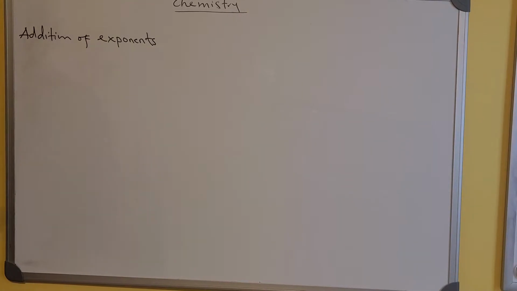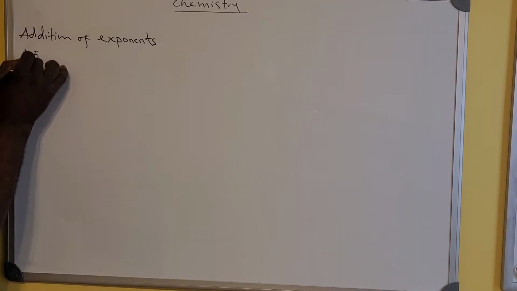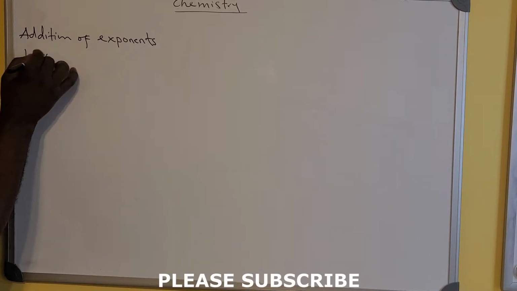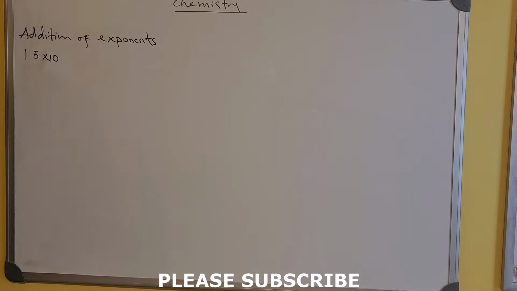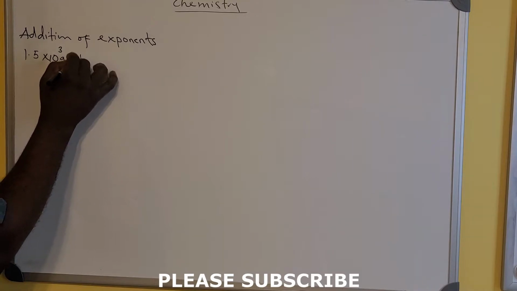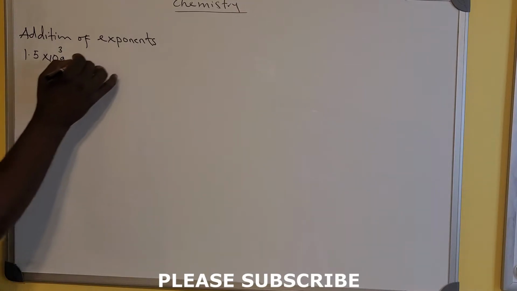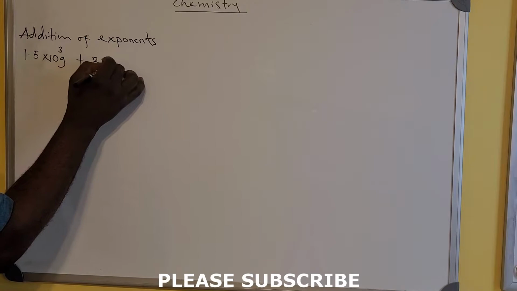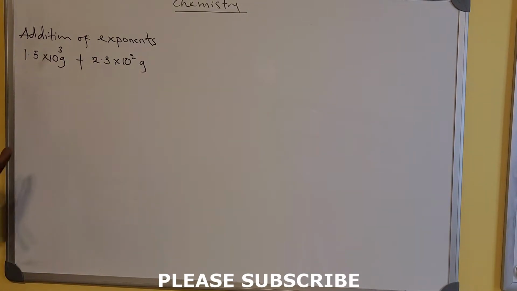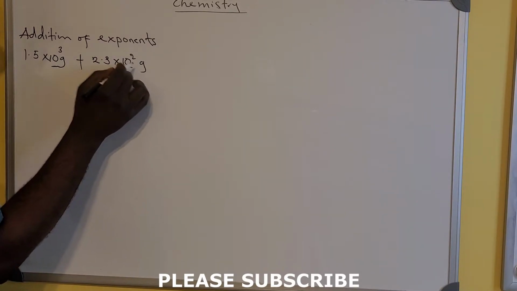So let's say you want to add 1.5 times 10 raised to the power 3 grams to 2.3 times 10 raised to the power 2 grams. You want to add this together. How do you add this together? It's very simple. First thing first, when you're doing exponents, your target is to make sure that these two numbers look alike, that they're the same.